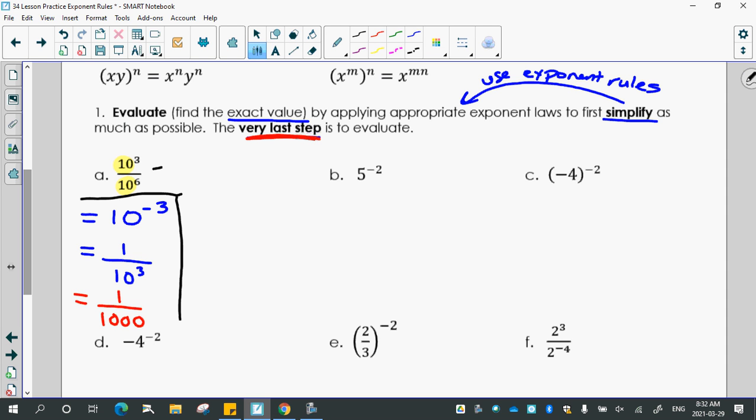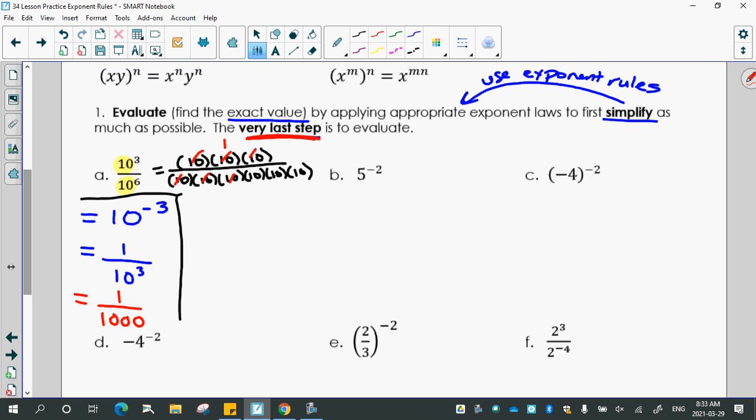If you think of this in an expanded way, the top is 10 times 10 times 10, and the bottom is 10 times 10 times 10 times 10 times 10 times 10. You don't have to write this down, I'm just showing you why it works. So 3 tens multiplying together on top and 6 tens multiplying together on the bottom. You can divide like factors, so there's only a 1 left on top, and there are 3 tens all multiplying together in the bottom. That is what 10 to the negative 3 means. It means there are 3 tens multiplying together, but in the denominator, not in the numerator.